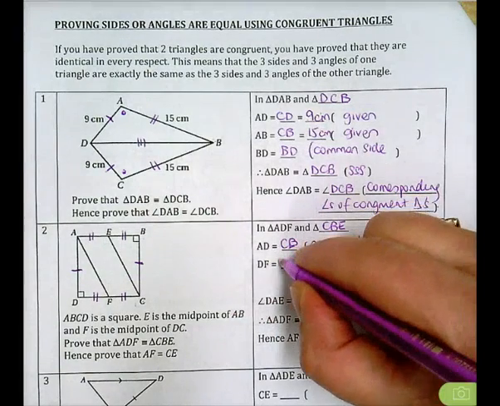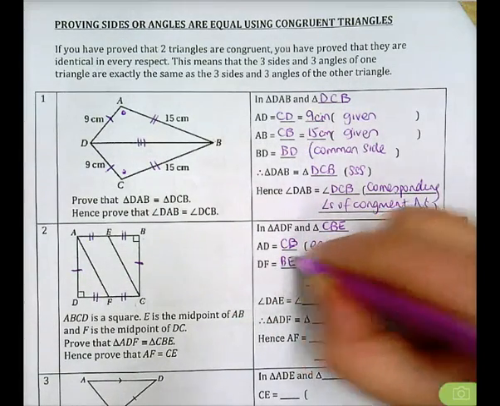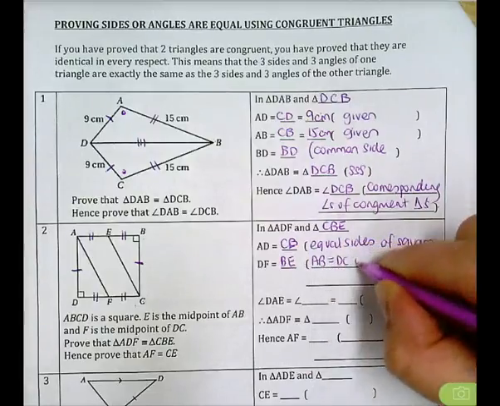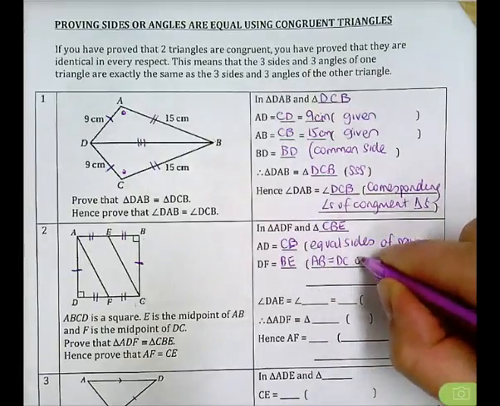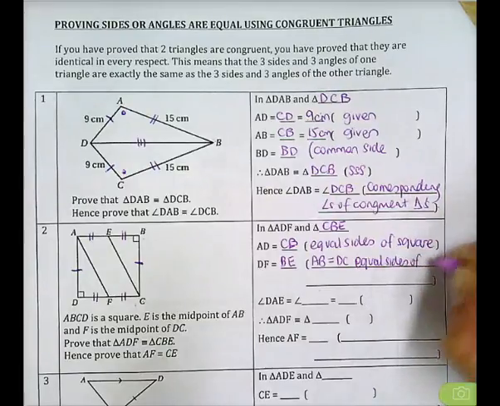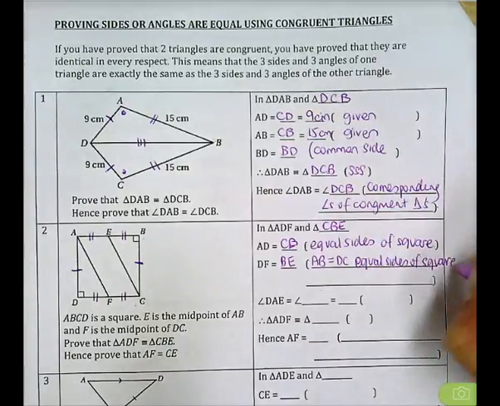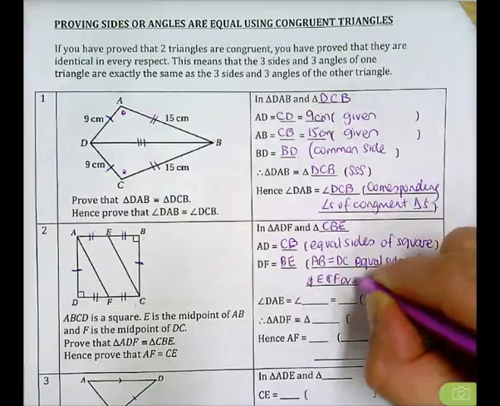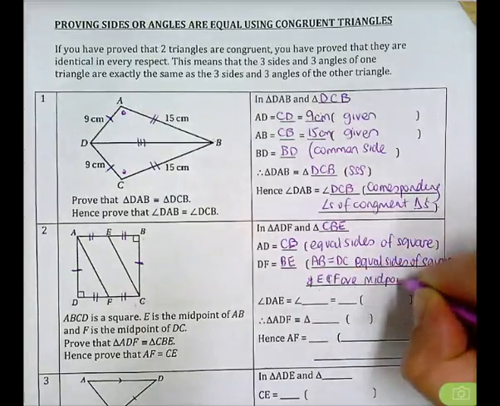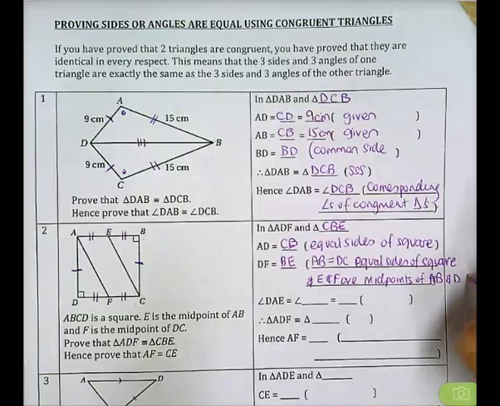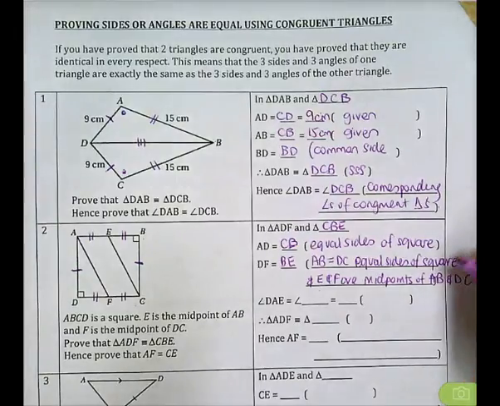So DF is equal to BE. And the reason is that AB equals DC, which are equal sides of a square, and E and F are the midpoints of AB and DC.